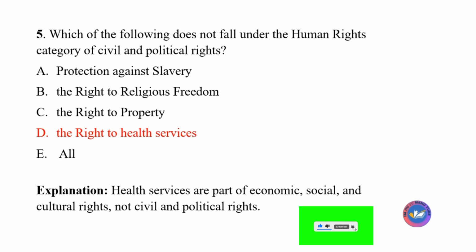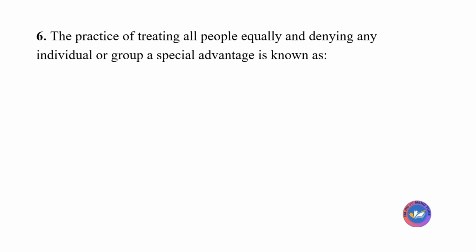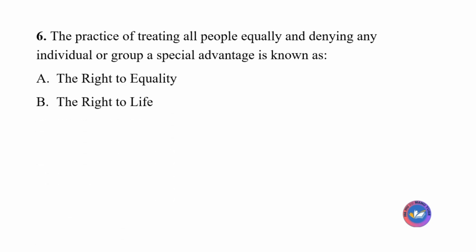Question number 6. The practice of treating all people equally and denying any individual or group a special advantage is known as A. The right to equality. B. The right to life. C. The right of association. D. The right of demonstration. E. All.